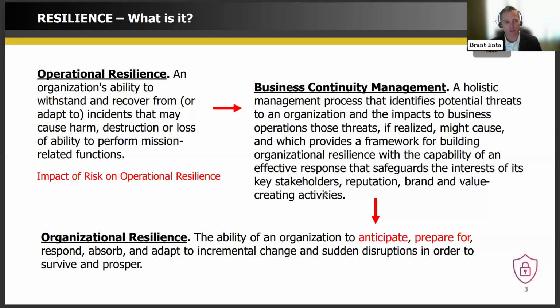We want to move from operational resilience to organizational resilience. So organizational resilience is the ability of an organization to anticipate, prepare for, respond, absorb, and adapt to incremental change and sudden disruptions in order to survive and prosper. So looking at this, the fact that operational resilience concerns itself really with the response and recovery, organizational resilience looks at all phases: prevention, mitigation, preparedness, response, recovery.